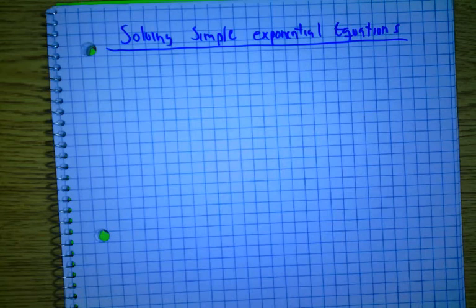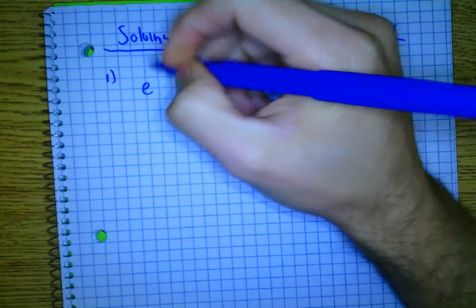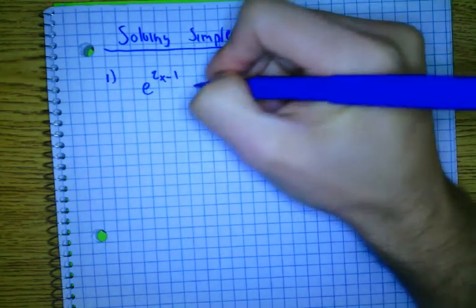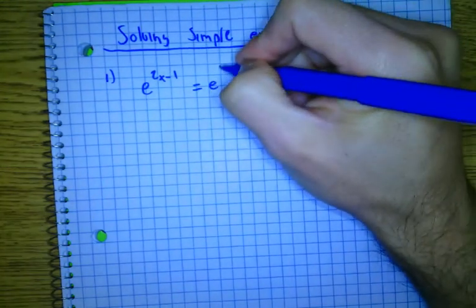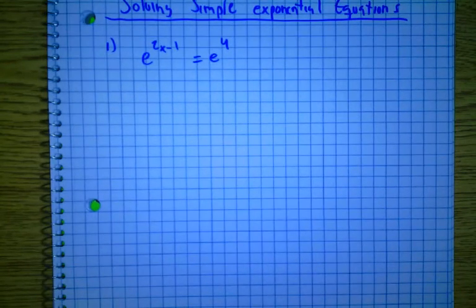Okay? So, hypothetically speaking, let's say that we have the following: e to the power of 2x minus 1 is equal to e to the power of 4. So we want to solve for x. And you wouldn't have a calculator for this one. I know we're dealing with e, but you don't need a calculator for this. How would you go about solving this?